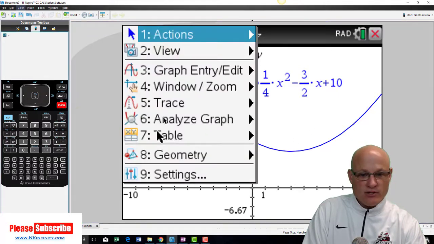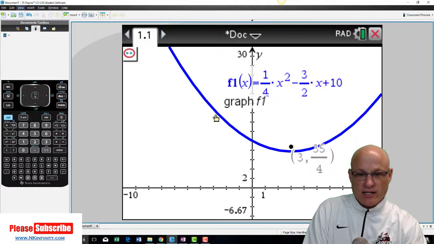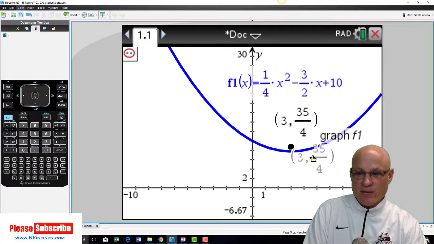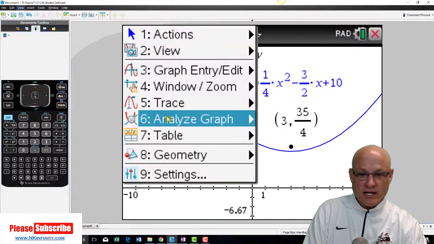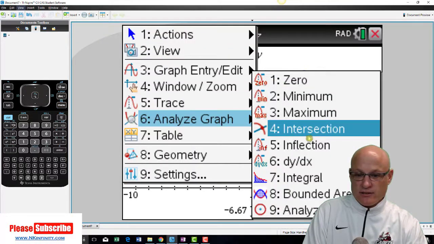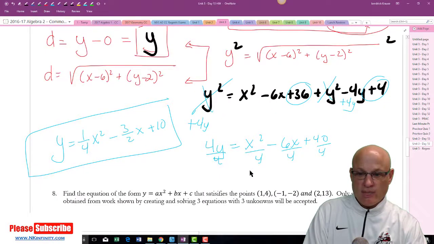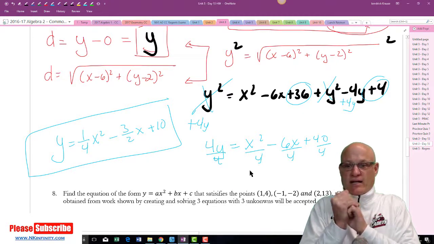So now we go menu, analyze graph, analyze conics, foci. Click on it. Uh-oh, we got us a problem. That there's not the right answer. And if I do the same thing, menu, analyze graph, analyze conics, directrix, click. Yeah, I got me a problem. So I must have made a mistake somewhere. So now I gotta find it.